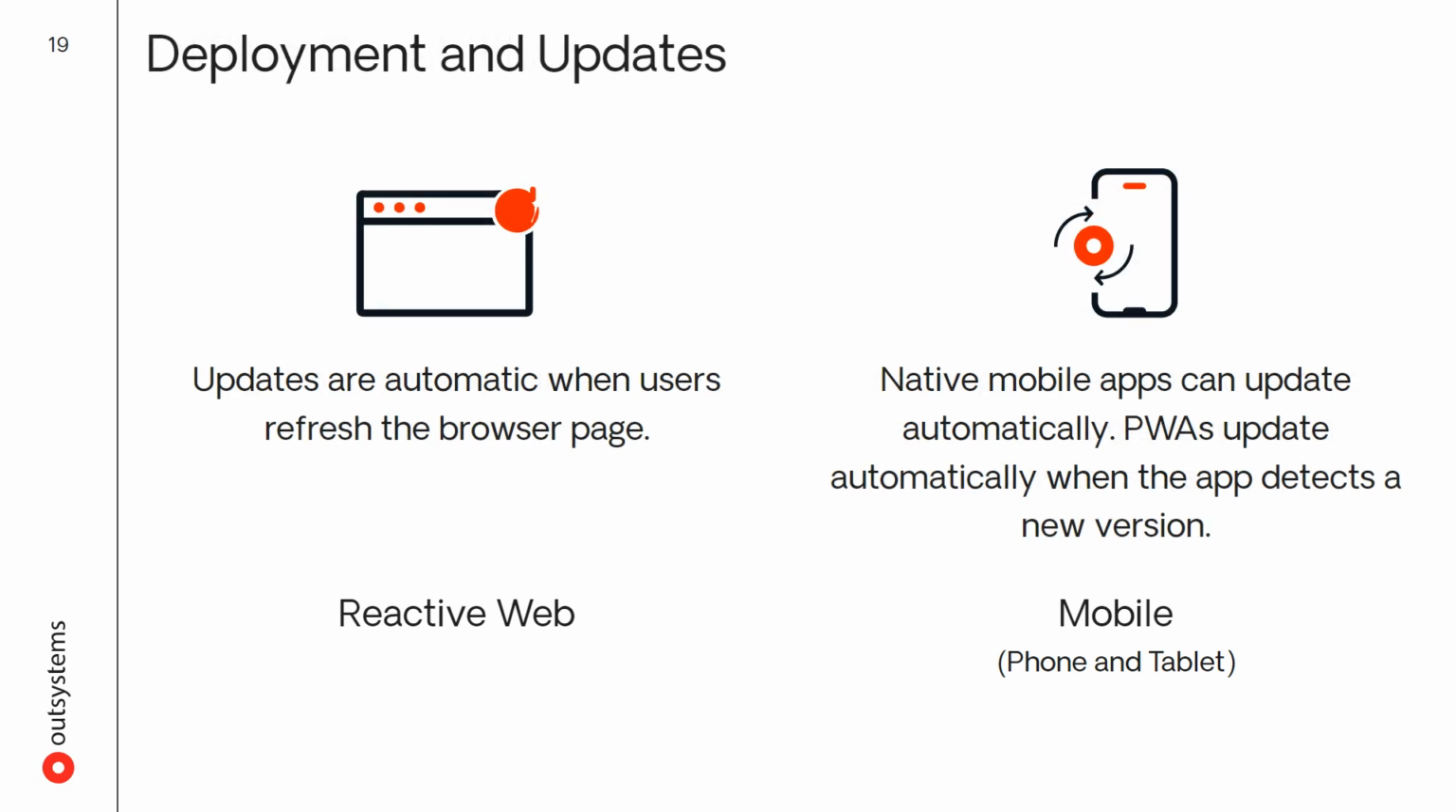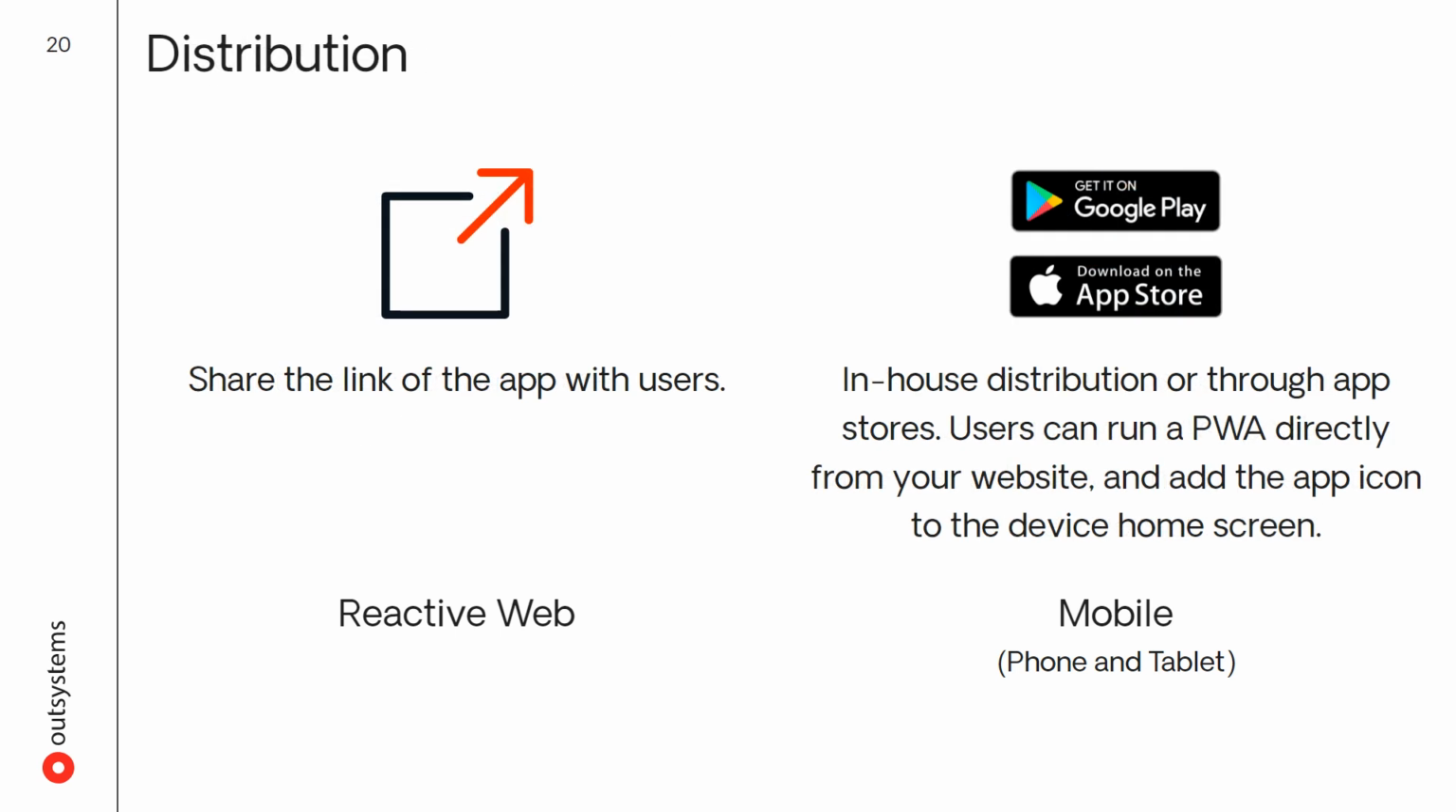The way you deploy to give users the latest and greatest version of your app is also different. With reactive web apps, users have to refresh the browser page, while mobile apps allow for automatic update mechanisms. If you plan to distribute your app via app stores, then mobile is the best choice. Mobile apps can also be distributed as a PWA, and in that case, any supported browser will allow you to add the app icon to the home screen. Reactive web apps, on the other hand, are always accessed via a URL.